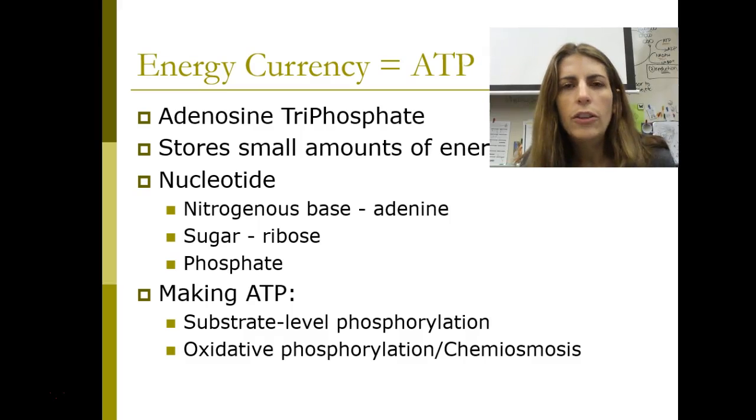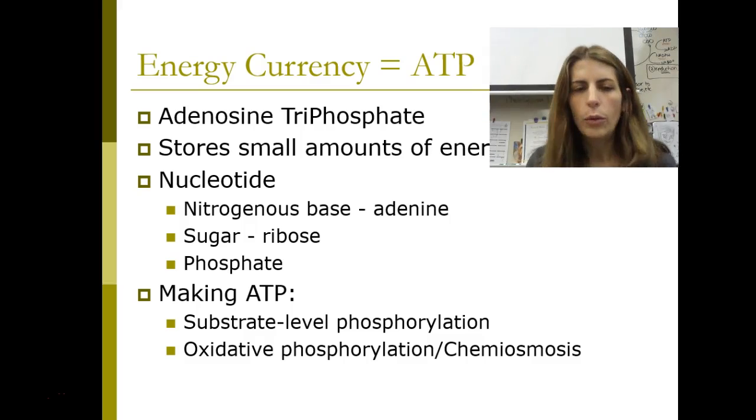We're going to look at 2 different ways we can make ATP. Substrate level phosphorylation makes tiny amounts. Oxidative phosphorylation makes lots, and so we'll look at the 2.